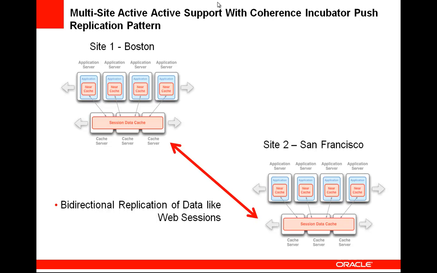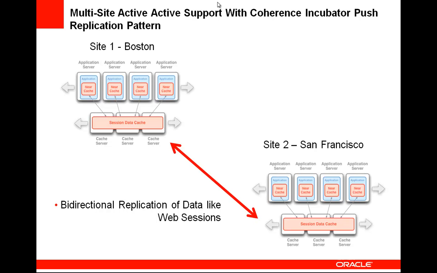One thing we've seen that is very common is customers start to use multi-sites in multiple geographies for things like disaster recovery. And it's very common for them to want to utilize hardware in an active-active way in both locations. So one of the things that you can do with Coherence Web is apply the Coherence Incubator push replication pattern, which would allow you to have both sites sharing data.